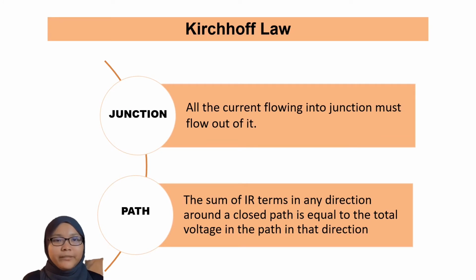Next, we apply Kirchhoff's law of junction, meaning that all the current flowing into a junction must flow out of it. The junctions in this circuit are B and D. There are 2 closed paths, ABDA and CBDC, which follow Kirchhoff's law of path, meaning that the sum of IR terms, where I refers to current and R refers to resistance, in any direction around a closed path is equal to the total voltage in the path in that direction. Hence, we can deduce the junction and path equations as follows.